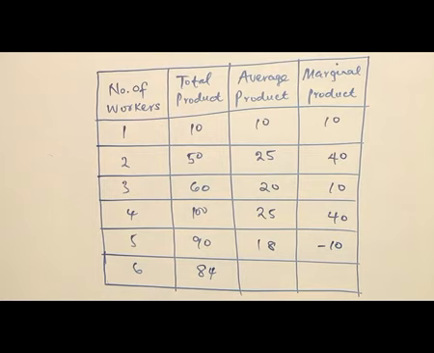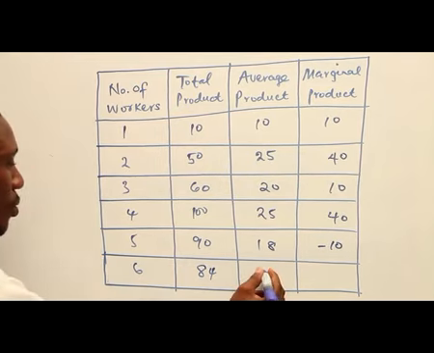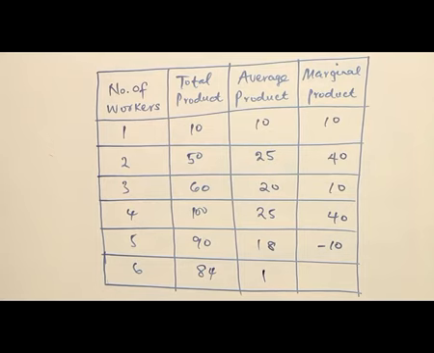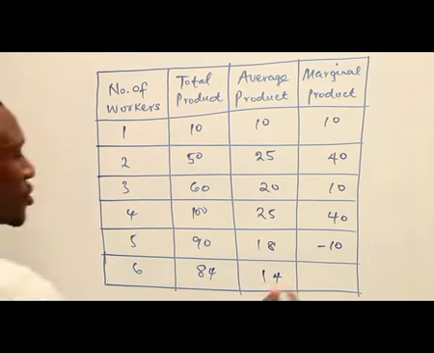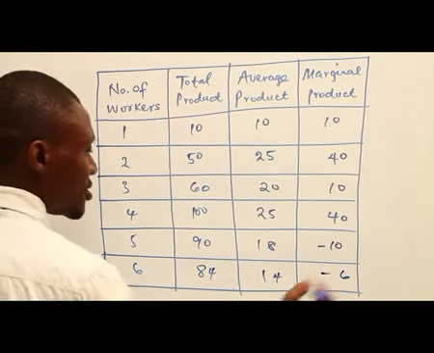Now, we further our variable input to 6 workers. When 6 workers are used, the total product happens to be 84. So it implies that there is a decrease in total product again. But what is going to be our average product first? That is 84 divided by 6, which is 14. Right? So what is the change between the 5th worker and the 6th worker? We have negative 6.